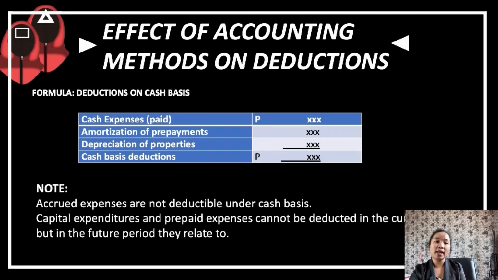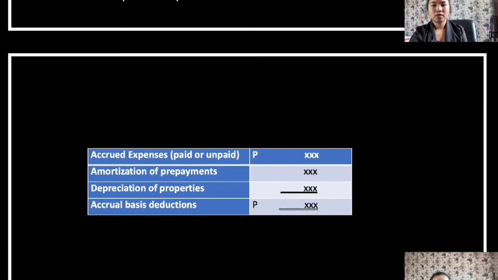So the formula to get the deductions on the cash basis would be cash expenses paid, in addition to amortization of prepayments, as well as the depreciation of the properties. By then, you will be getting the sum of the cash basis deductions.